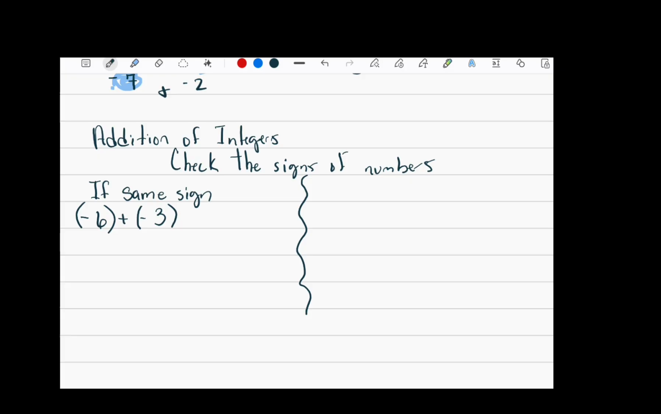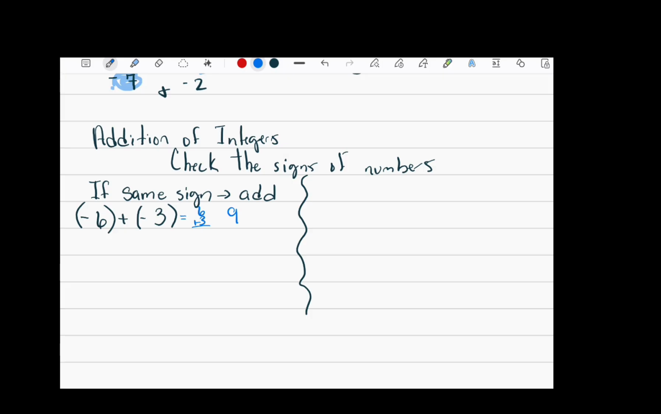Now, first off, what's the operation we're dealing with in this problem? Addition, right? It's in the middle. Do these numbers have the same sign or different signs? If you have the same sign, that means you should add those two numbers. Just add regular. Don't even worry about the negative sign. 6 plus 3 is how much? 9. So when you see they have the same sign, add the numbers.